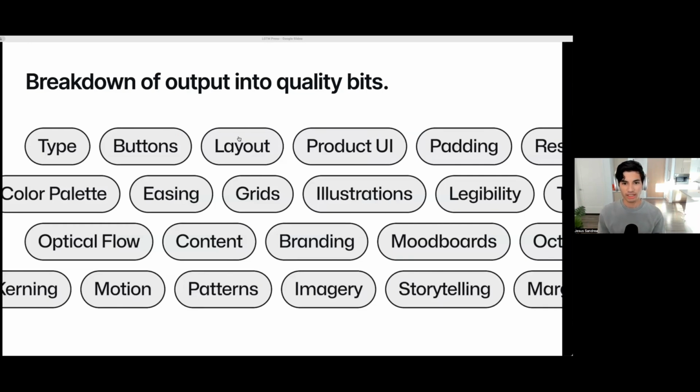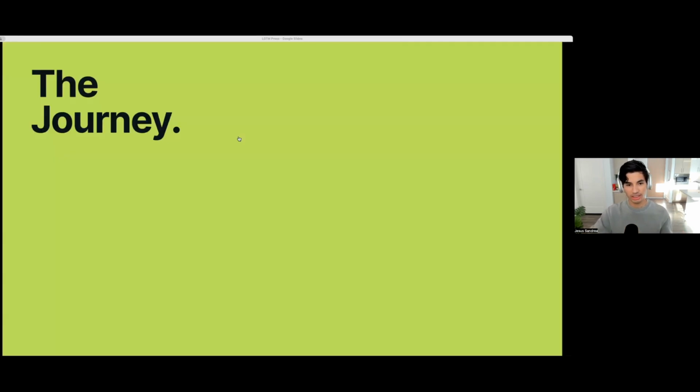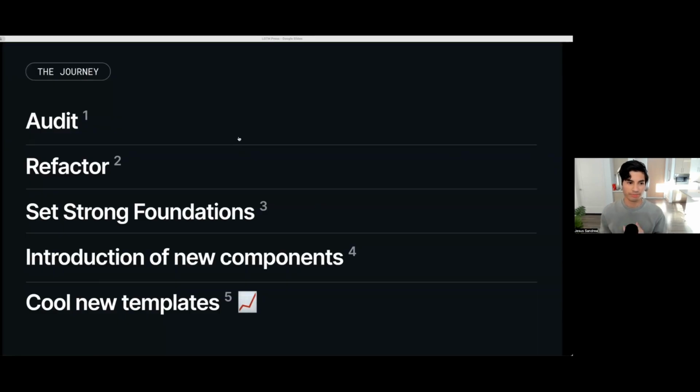We identify areas that would improve the current level for a site, such as type, and that includes kerning, the line height, character counts, how we apply gradients, the color theory. We also consider layouts, optical flow, grids, etc. All of this led us into a journey, and that journey being one where we initiated an audit of our component library and did a comprehensive refactor of it.